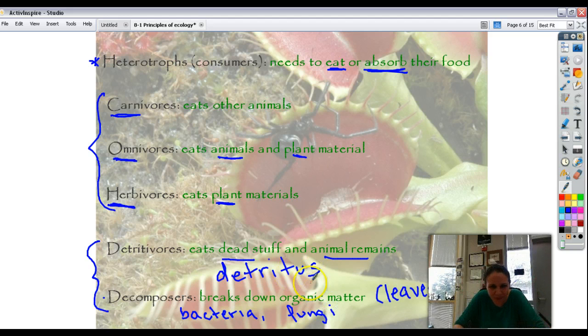Bacteria and fungi break down organic matter and turn it back into its principal components of carbon, hydrogen, maybe oxygen and nitrogen as well. Remember CHONs? Yeah, see, there it is again. So they break all this stuff down and put it back into the soil so the autotrophs can suck it back up and start all over again.